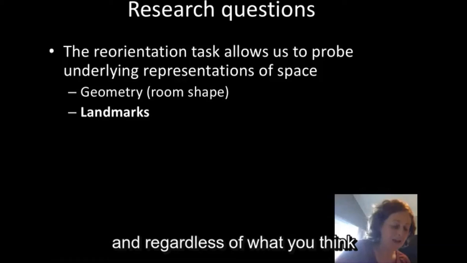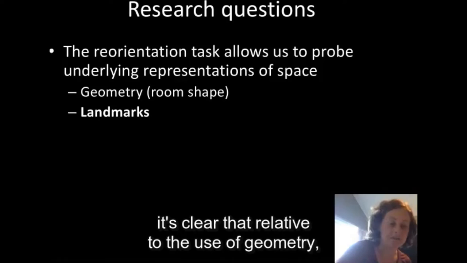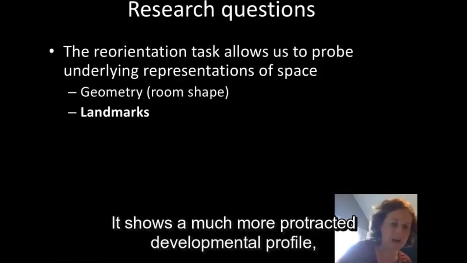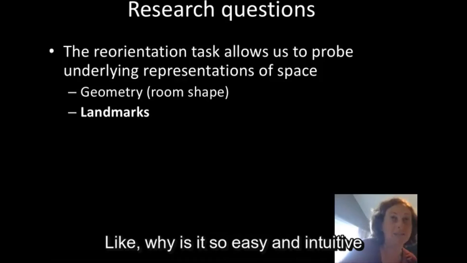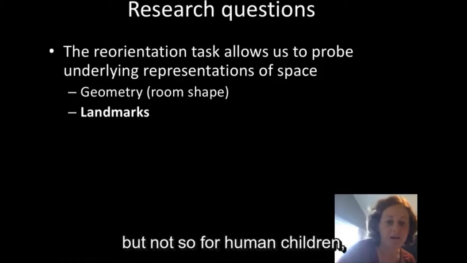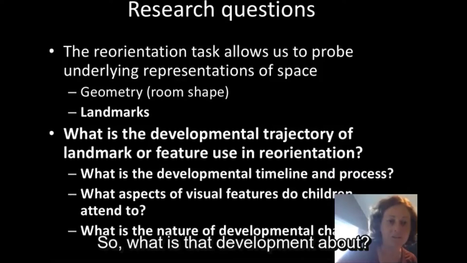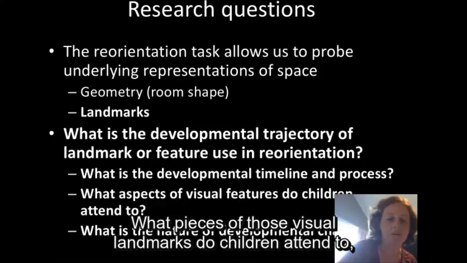And regardless of what you think the origin story of landmark use is, it's clear that relative to the use of geometry, it's definitely more vulnerable, it shows a much more protracted developmental profile, and as a result, to me, it's really interesting. Why is it so easy and intuitive for human adults to reorient by landmarks, but not so for human children and potentially for other species? So what is that development about? What is the timeline? What's the process? What pieces of those visual landmarks do children attend to? And what's the nature of the developmental change?